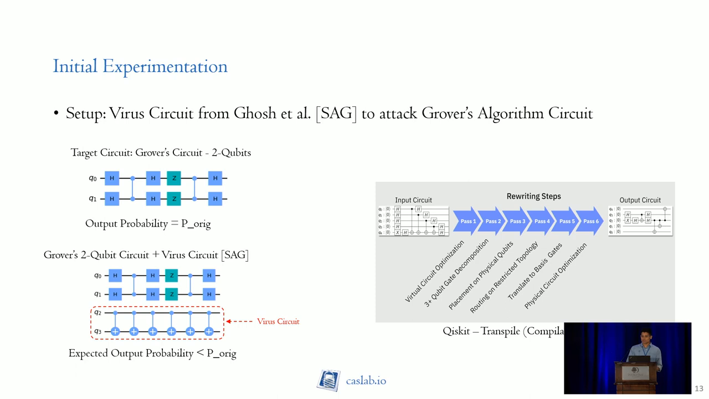So we fix Q0 and Q1 here to the Grover circuit, for which we expect the output probability to be P original. And then for Q2 and Q3, we just use a series of C0 gates. The way the Qiskit compilation or transpilation process works is that you specify the input circuit, and then it undergoes a series of optimizations and decomposition and translation to the basis gates, in which these series of C0 gates, for which the control line is the same, just get optimized and decomposed.